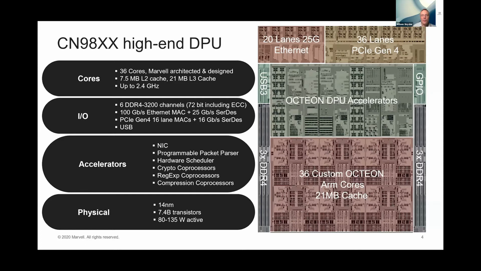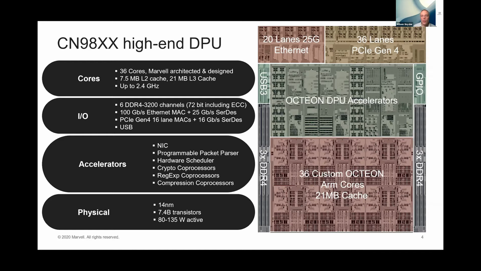This consists of 36 custom designed ARM v8 licensed cores. These cores have attached to them, of course, L1 caches we'll talk about in a minute, and very large amounts of dedicated L2 and L3 throughout the die, total 21 megabytes of cache. These are attached to the outside world through 20 lanes of 25 gig Ethernet, 36 lanes of PCI Express, DRAM, we have 6 controllers that are DDR4 controllers, USB, other jelly bean interfaces.